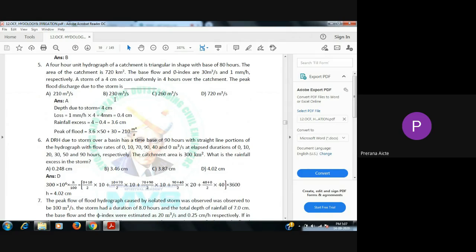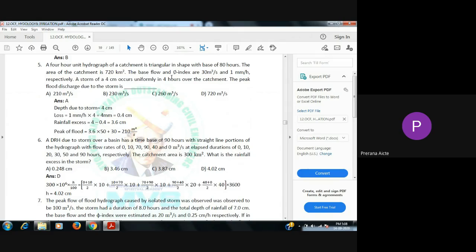See, read the problem first. A 4-hour unit hydrograph means the hydrograph resulting from 4 centimeter effective rainfall of a catchment, the area draining into the flood. What is the shape actually? Triangular in shape. So what is the base of the triangle? 80 hours. So mark it. The area of the catchment is 710 square kilometer.